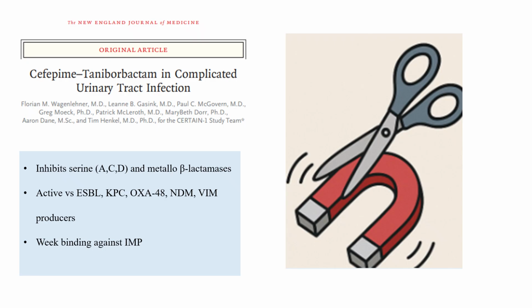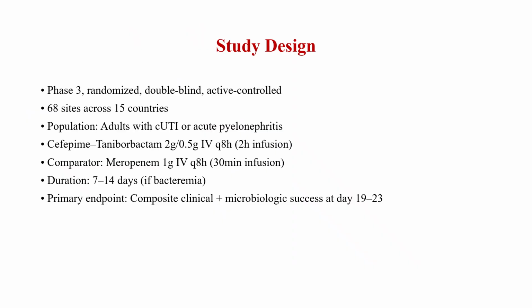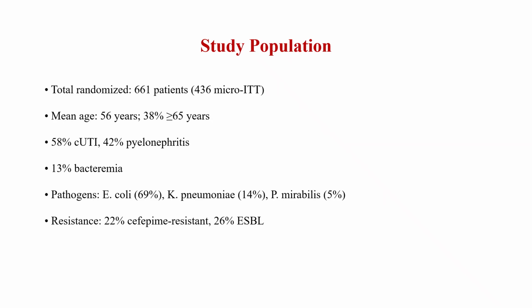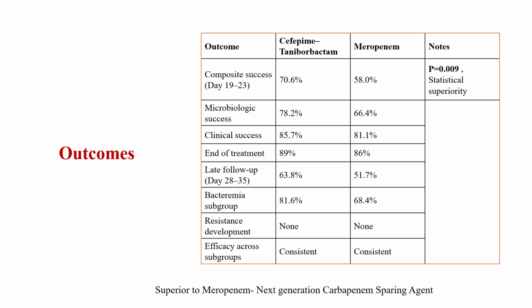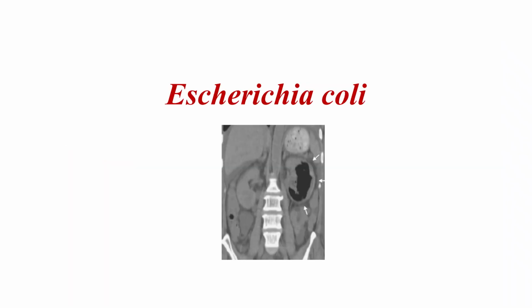So probably it is very similar to aztreonam-avibactam. It has again been compared in a trial in UTI against meropenem, and it is shown that cefepime-taniborbactam again is superior to meropenem in the patients with UTI. So it is interesting. Probably we can look for the susceptibility of cefepime-taniborbactam and use it. It could be a good alternative for aztreonam-avibactam at present. It will be interesting to study aztreonam-avibactam and cefepime-taniborbactam head to head as well. But right now, cefepime-taniborbactam is not available in India for use.